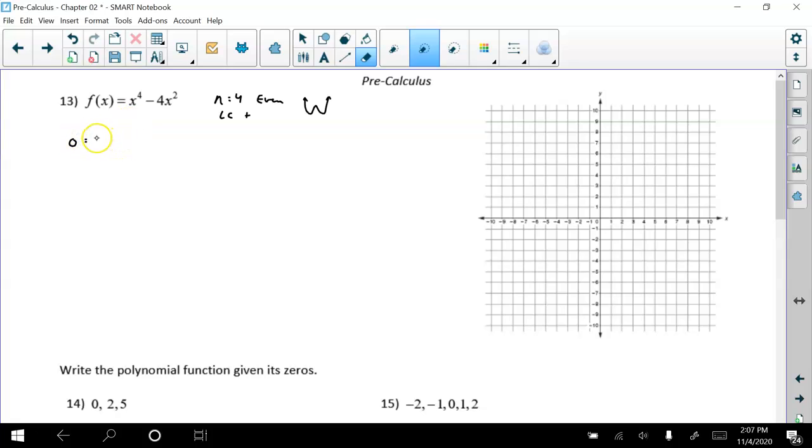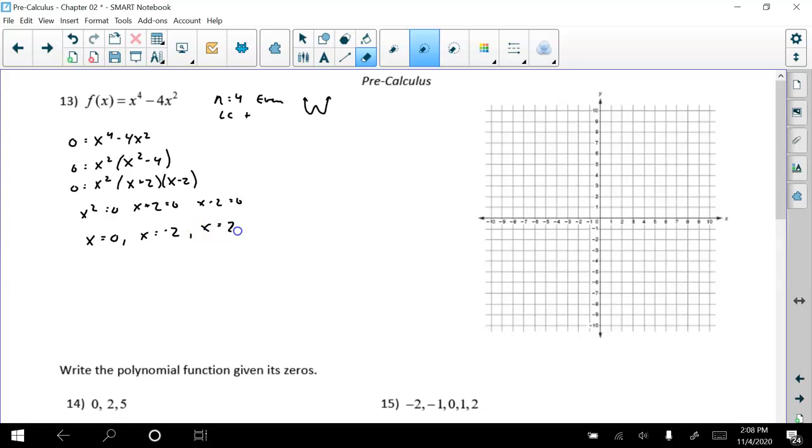0 equals x to the 4th minus 4x squared. x squared times x squared minus 4. x squared, and then when we factor that, we get x plus 2, x minus 2. x squared equals 0, x plus 2 equals 0, x minus 2 equals 0. So we take the square root of both sides, we get x equals 0, x equals negative 2, and x equals positive 2. Now, because of that x squared, that's repeated twice. It's got an even multiplicity. So there we have all of our zeros.